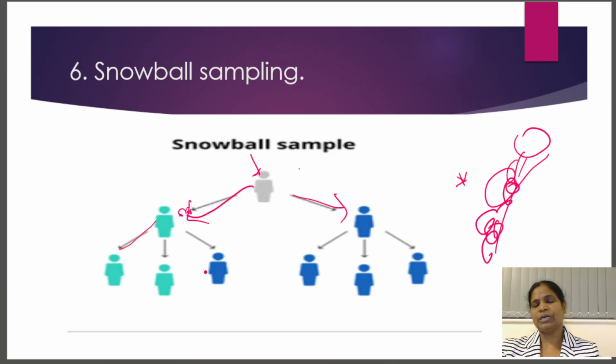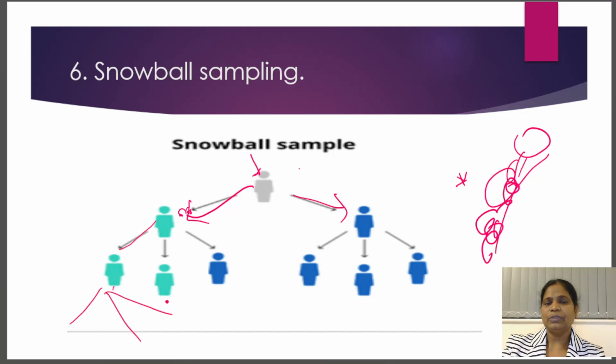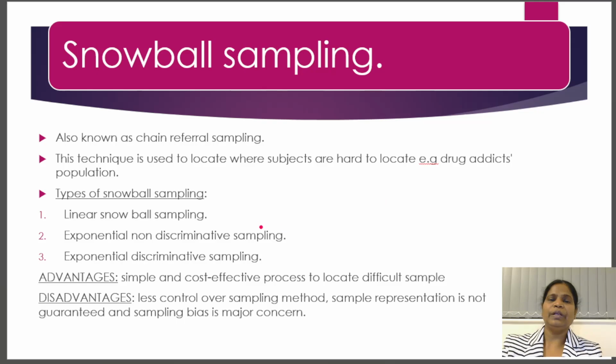One person guides to two persons, and two persons guide to three persons, and each person will guide to another three persons. So this is how snowball sampling occurs till the researcher gets the sample which he had set for himself to conduct the study. This sampling goes on. So it is a chain referral sampling. This is a technique used to locate the subjects where it is hard to locate.